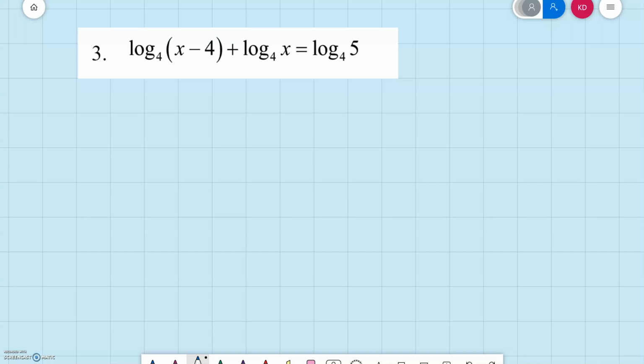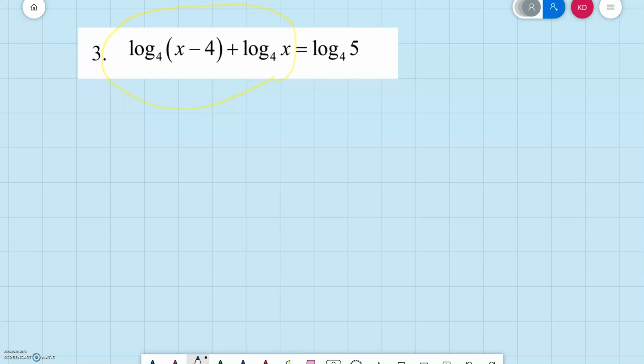Hi everyone. Again, we're going to look at one of our problems that is included in this Go Formative assignment. This is one of the equations where we are trying to get a single logarithm equal to a single logarithm in the same base so that we can set the values equal to each other. So we're going to use the properties to get this side of the equation written as just one log statement.